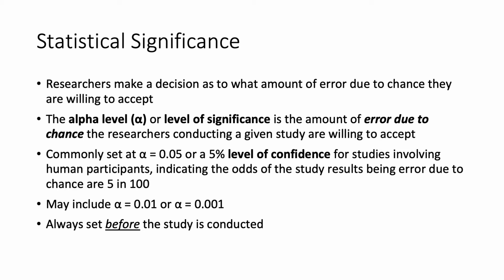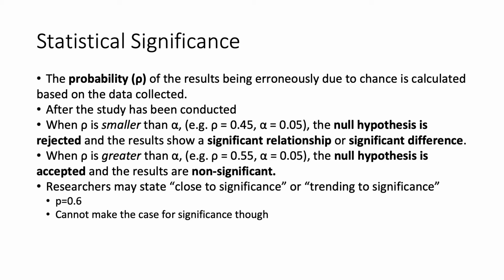There may be some cases where the alpha level is set at 0.01 or 0.001. This may be used for a drug study where we wouldn't be comfortable with a result of 5 deaths for every 100 participants. The alpha level is set before the study is conducted, but what is reported after the study is the probability associated with the likelihood of the results erroneously being due to chance. This is often referred to as the p-value in a research paper.